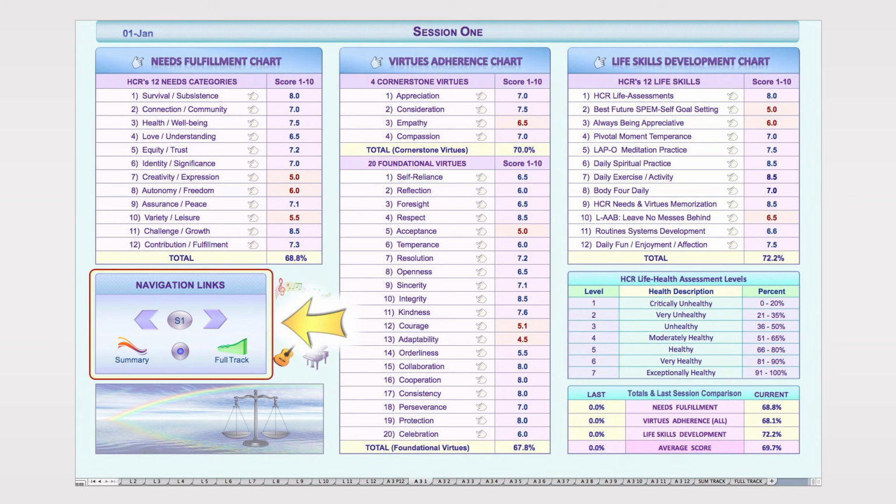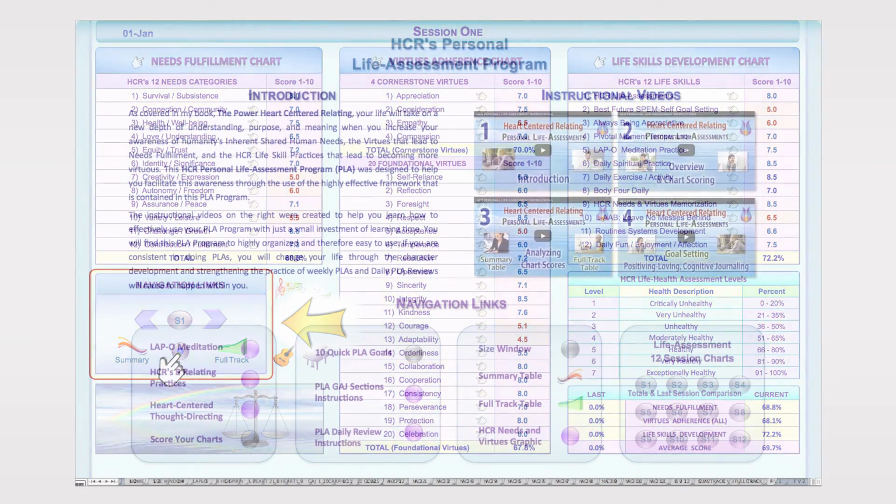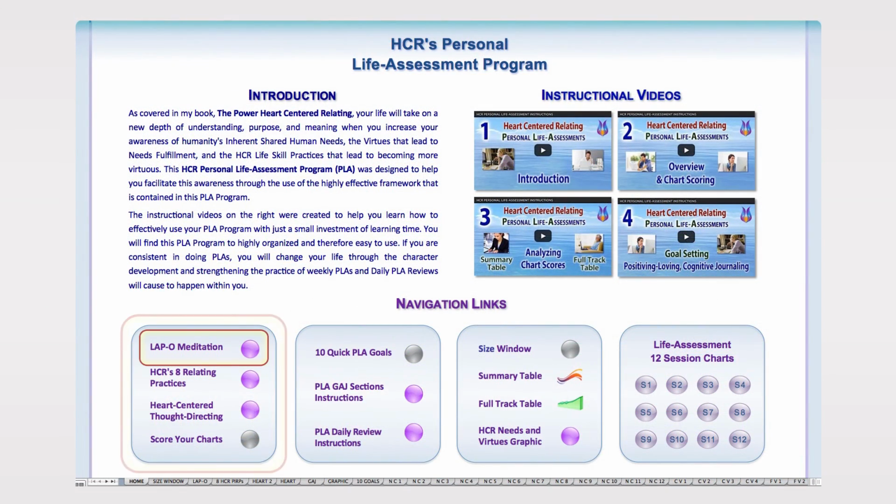We'll go back to the navigation panel and click the homepage button and do a quick recap. Your PLA starts with a LAPO practice. Next is HCR's 8 relating practices, and then the heart-centered thought directing page. These parts of the PLA process take from 10 to 15 minutes depending on your familiarity. The more PLAs you do, the quicker you can go through this material.